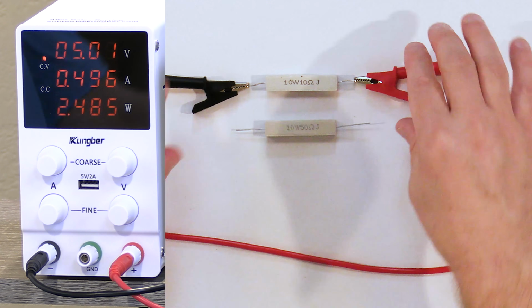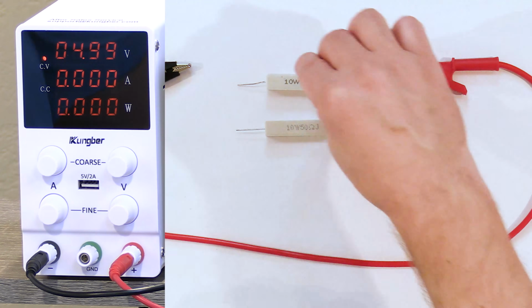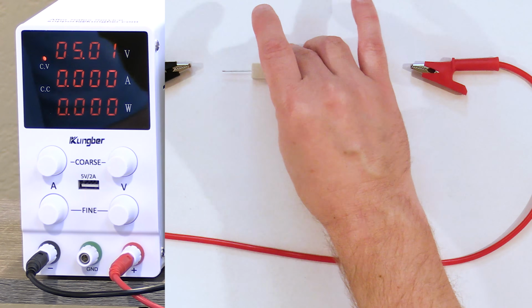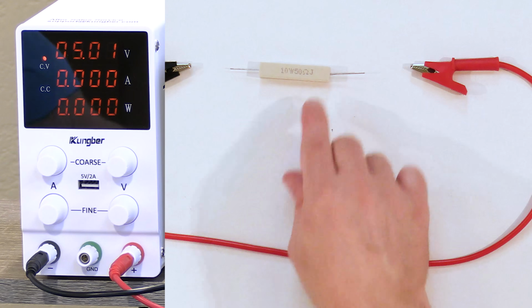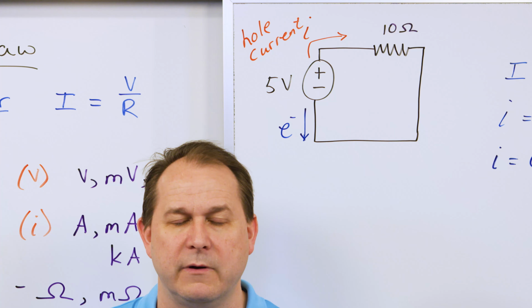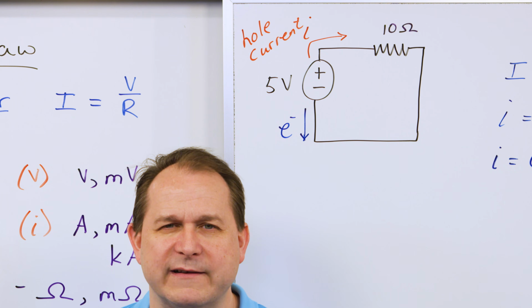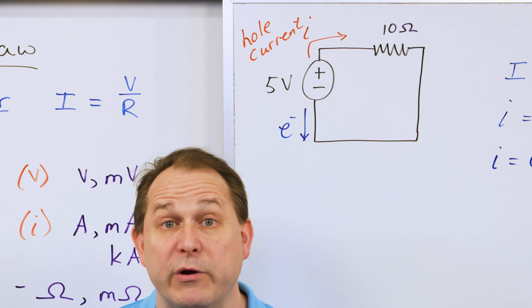If I swap it out, I'll just disconnect it here, and I'll swap it out for a resistor that's 5 times larger. Do you think the current is going to go up or down? This is the practical part of this class. I want you to predict ahead of time what you think will happen.